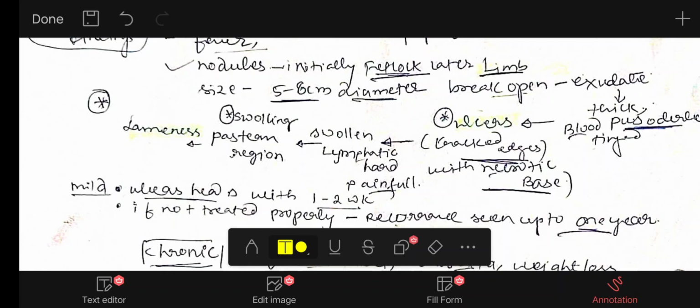The ulcers are nothing but wounds which have lost the tendency to heal, and which have cracked edges and necrotic bases. Apart from that, there will be swelling of the lymphatics, and they will become hard and painful, and swelling of the pastern region of the leg will be noticed, leading to lameness.